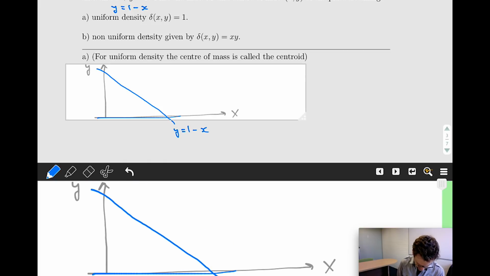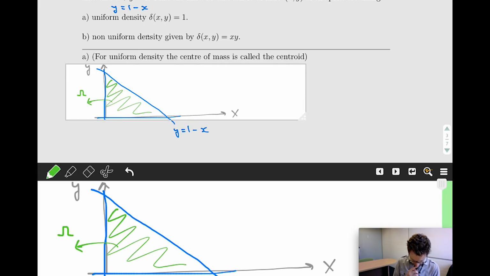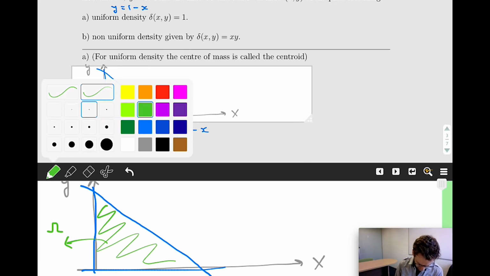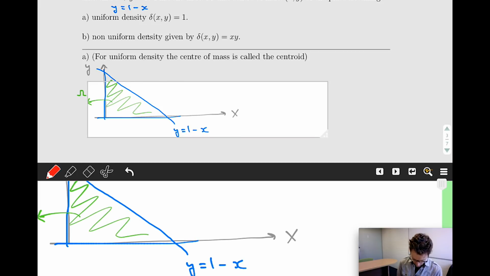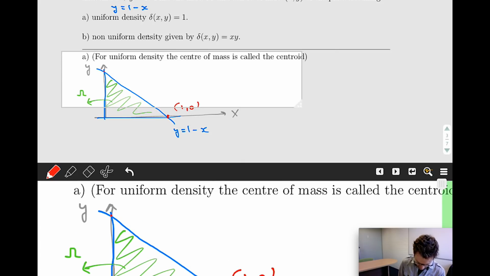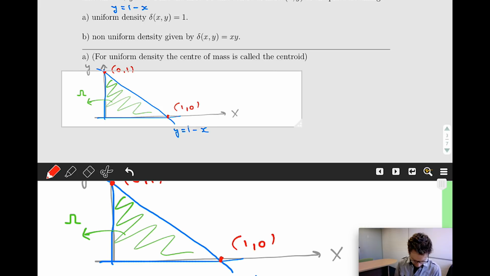Here's the coordinate axes. So the region of integration is clearly this region here. So let's set up the appropriate limits of integration. We're going to look at the points of intersection. So this point is x is equal to 1, y is equal to 0. This point here is x is equal to 0, y is equal to 1.